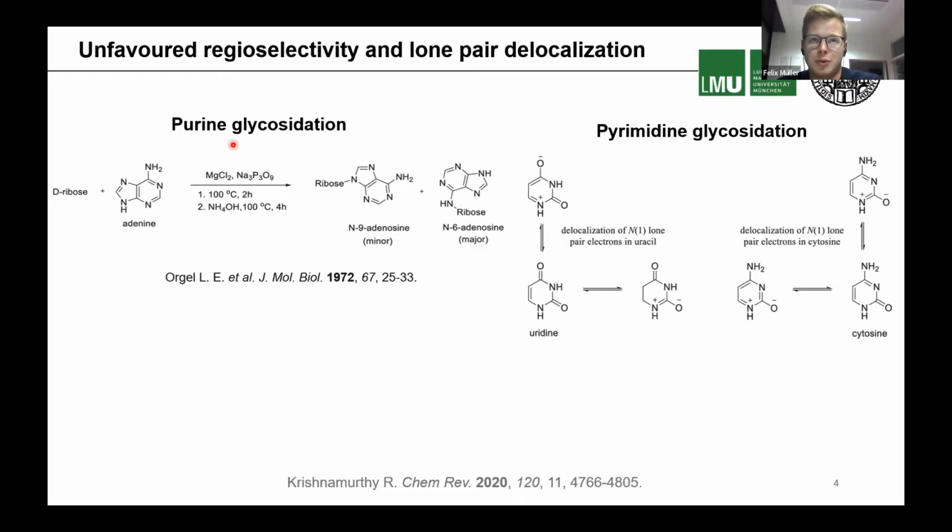Not just for the purine glycosylation, but also for the pyrimidine glycosylation, it shows difficulties. The direct glycosylation of pyrimidine nucleobases applying the same reaction conditions as used before showed that no product was formed either, which is explained by the lone pair delocalization of N1, both for uracil and also for cytosine. So alternative pathways were required for the general formation of pyrimidine and purine nucleosides.